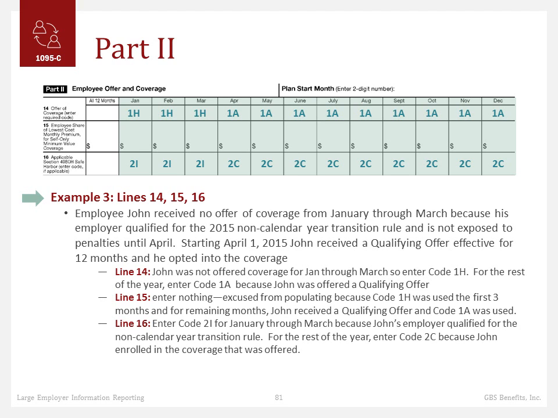That means this employer is not exposed to penalties until April of this year. And that code 2I explains that. So even though they didn't offer coverage, this employer is not going to get in trouble or a penalty for failing to do so. Now let's go back up to line 14. For April through December, because he was offered a qualifying offer, and it was technically a qualifying offer, you put in 1A for the remaining months. Again, on line 15, you leave that blank, because if you enter code 1A, you don't have to fill out line 15. And line 16, he enrolled in coverage, so it's 2C for the remaining months.